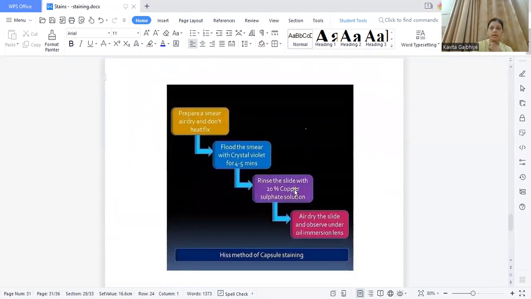This is a stepwise representation. Prepare a smear, air dry, and don't heat fix. Flood the smear with crystal violet for 4-5 minutes and rinse the slide with 20% copper sulfate solution, then air dry the slide again and observe under the oil immersion lens.